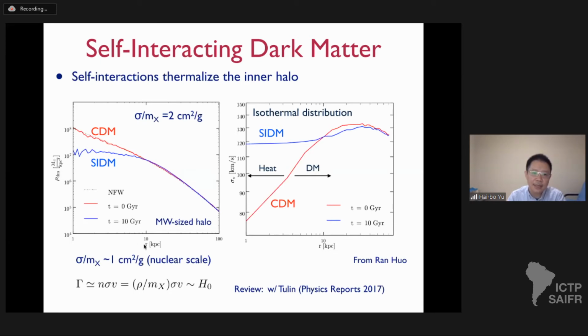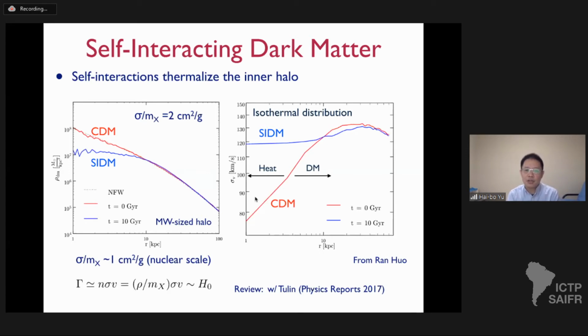So this plot shows a density profile, and this is the CDM prediction. It's a cuspy density profile. And if you wait for 10 gigayears of evolution after you turn on self-interactions, you get a shallow density profile. The reason is the following. This plot shows dark matter velocity dispersion as a function of radius. Dispersion is a measure of the temperature of dark matter particles inside a halo. And this curve shows the CDM. If you go towards the inner region, the velocity dispersion is smaller and smaller. So that's the reason why the density builds up.